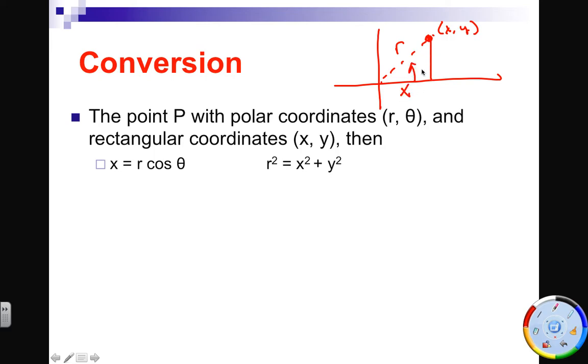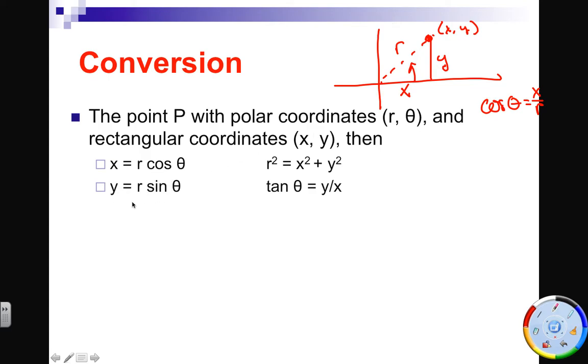Well, this is x and y. That tells me that the cosine of theta is equal to x over r. So if I want a conversion for x, I can just multiply by r, and I get x is r cosine theta. And we know that x squared plus y squared has to equal r squared. That's basic Pythagorean theorem.